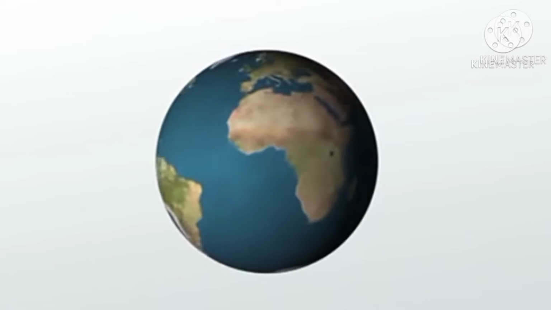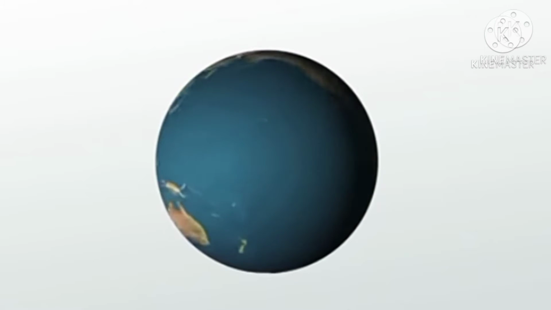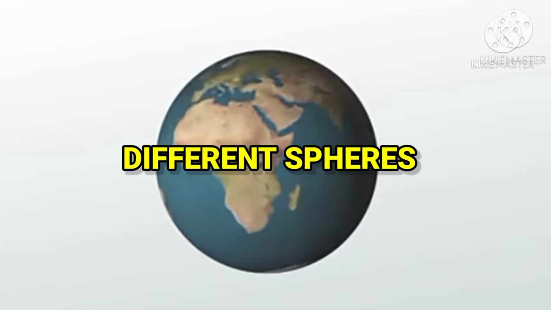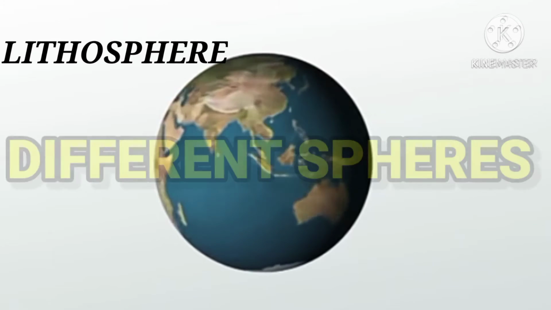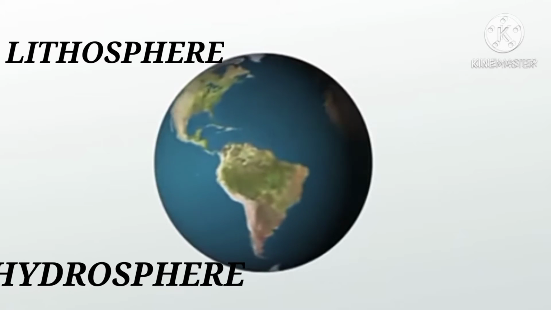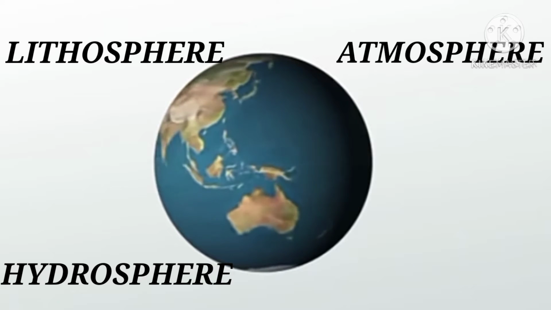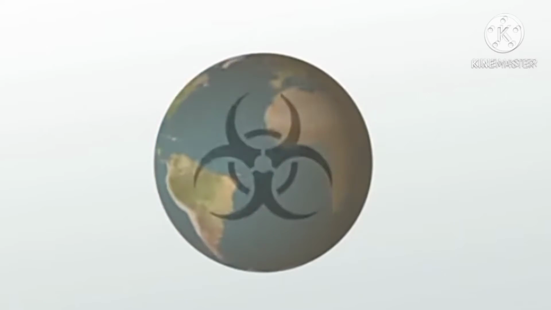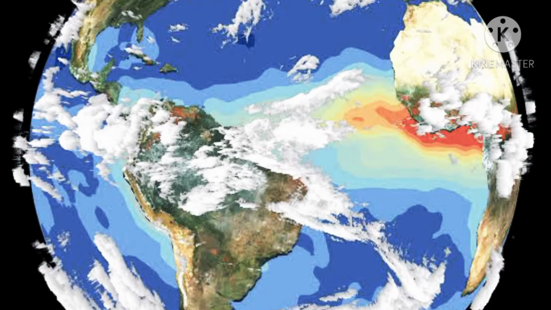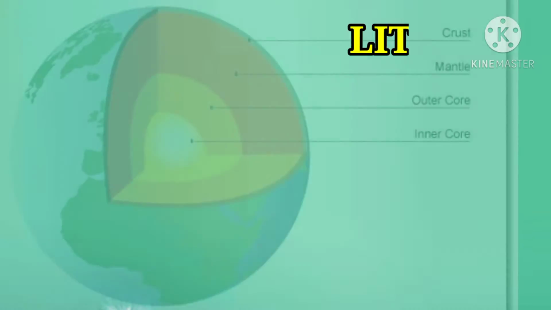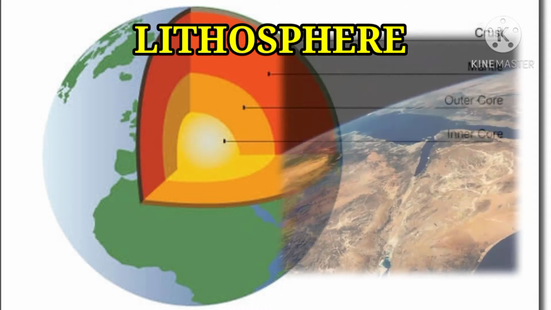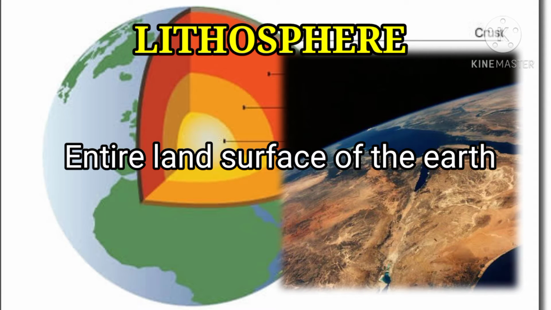Our planet Earth is the entire life sphere because it consists of different spheres, such as lithosphere, hydrosphere, atmosphere, and biosphere. Learners, let's talk about lithosphere. Lithosphere is the entire land surface of the Earth. It is the outer mantle of the solid Earth. It consists of minerals occurring in the Earth's crust and soil.